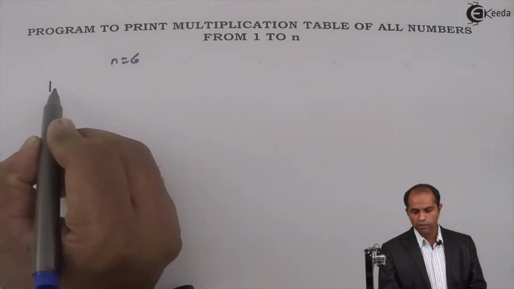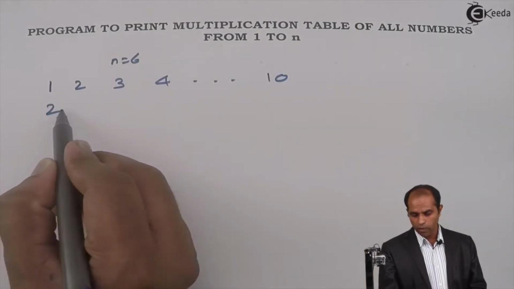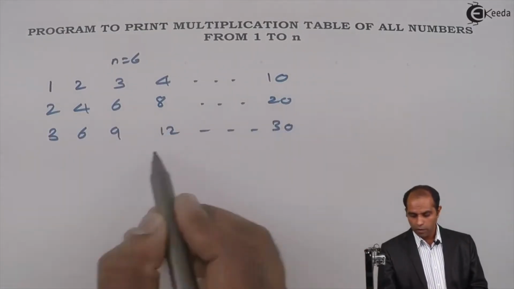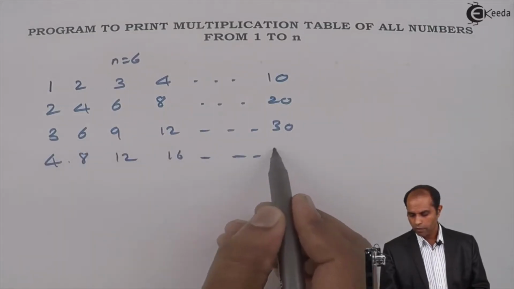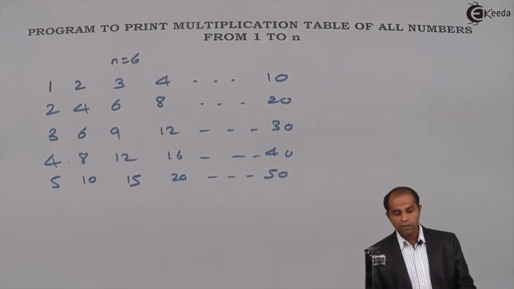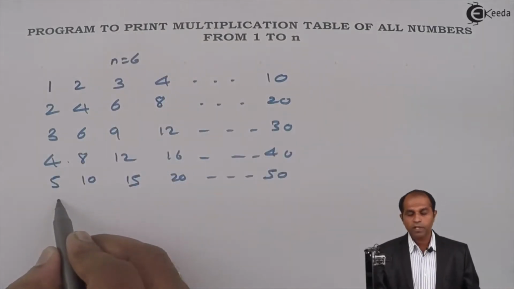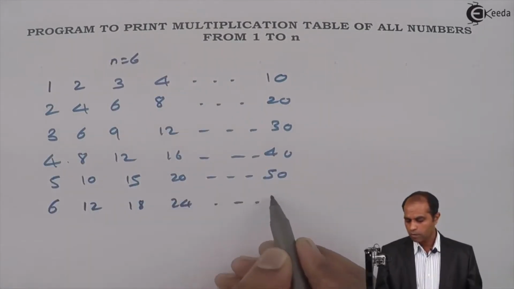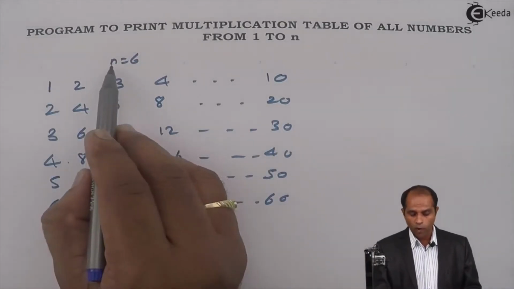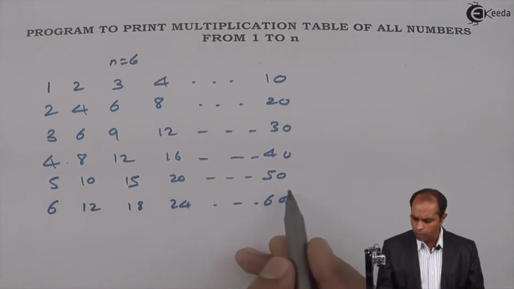Suppose if I give n as say 6, I need the output in this fashion. I need the table of 1 horizontally, then table of 2, the table of 3, the table of 4, and the table of 5. I need the table of all the numbers which appear up to 6. So since 6 has been given, let's print even the table of 6. So I'm supposed to print the table of all the numbers horizontally from 1 till the value of n.